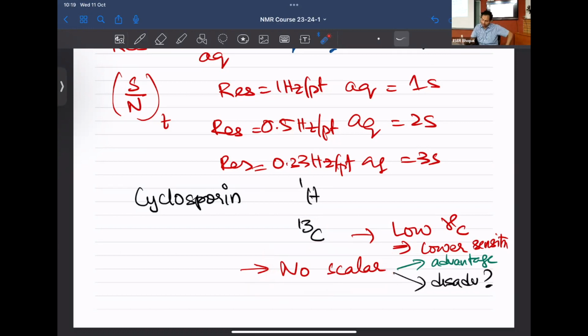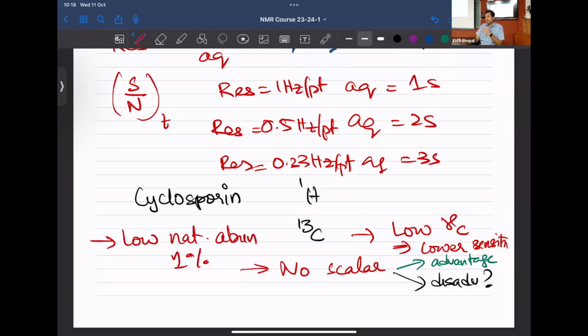Okay. Low sensitivity, in addition to low gamma, is there any other reason? Natural abundance. That's right. Good. Low natural abundance. You're talking about 1%. So in addition to sensitivity going down by a factor of 4 from proton to carbon, it will also go down by 100 because of concentration. The number of spins decides the sensitivity. Since the number of active NMR spins reduces by 100, you're going to reduce by 100. So you're going to go to 1/400 of the proton NMR sensitivity for carbon. So that's yet another problem.